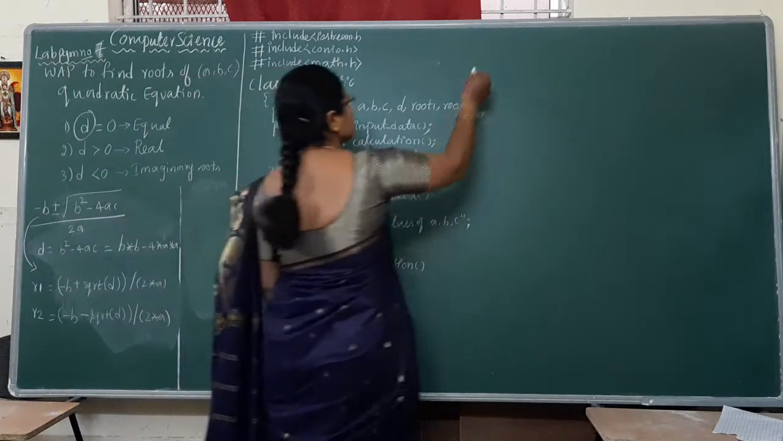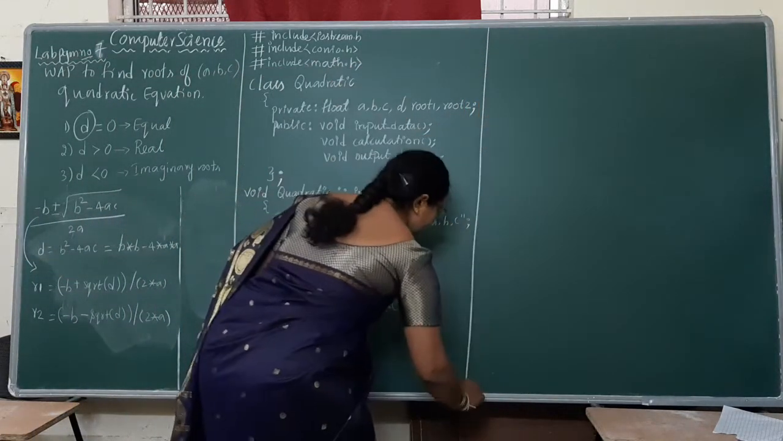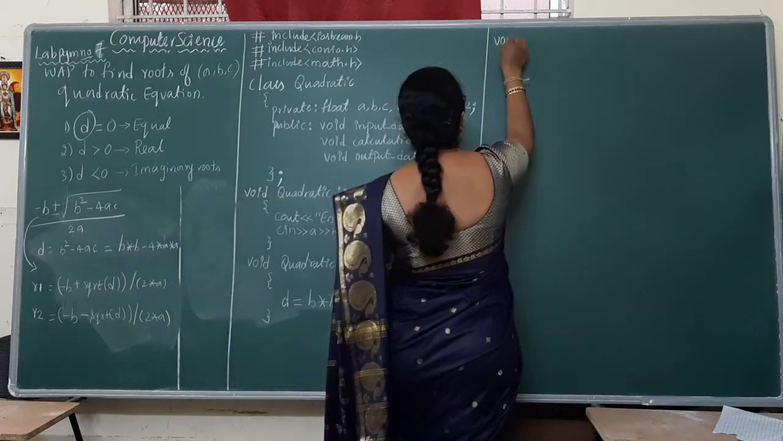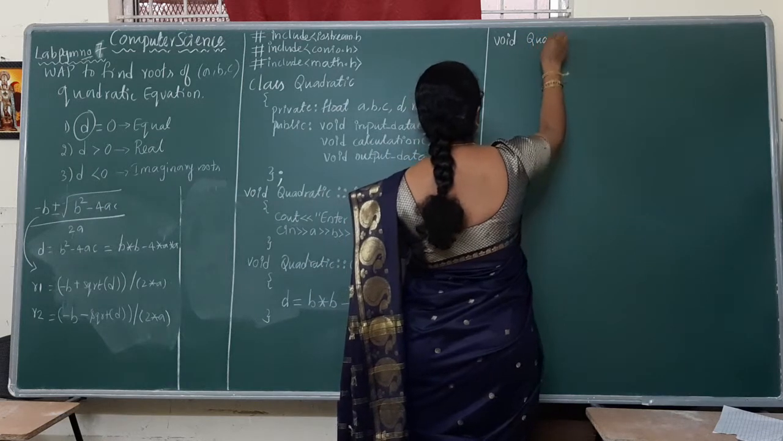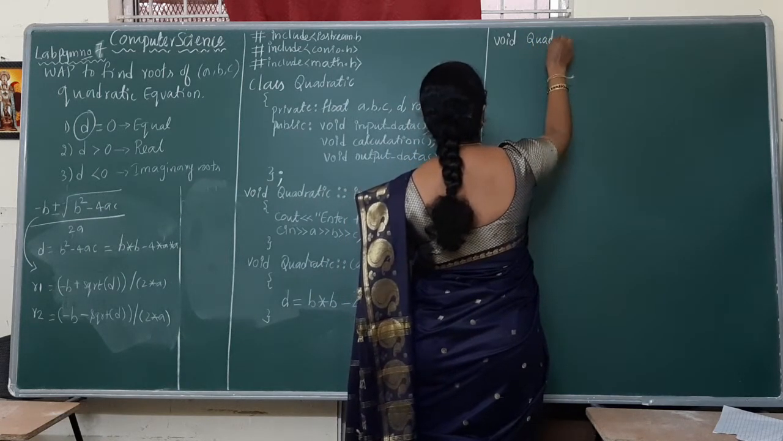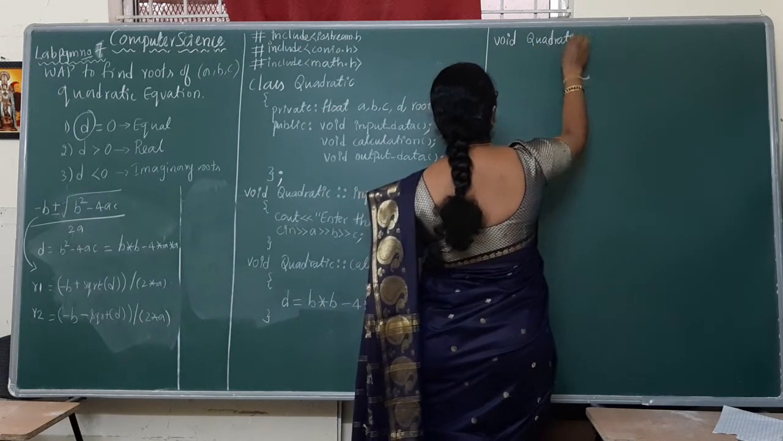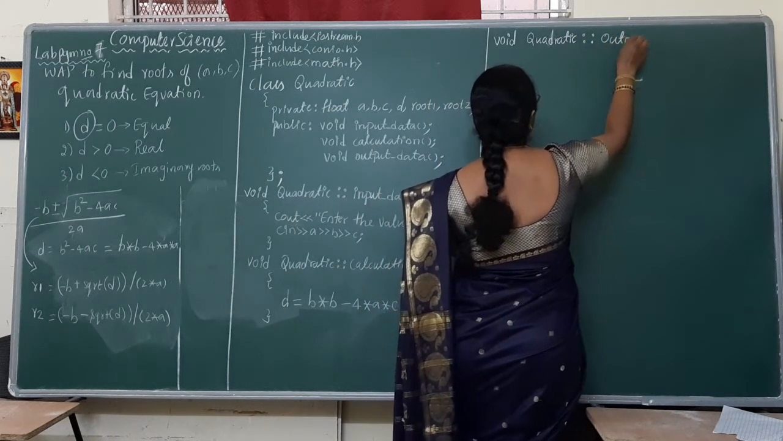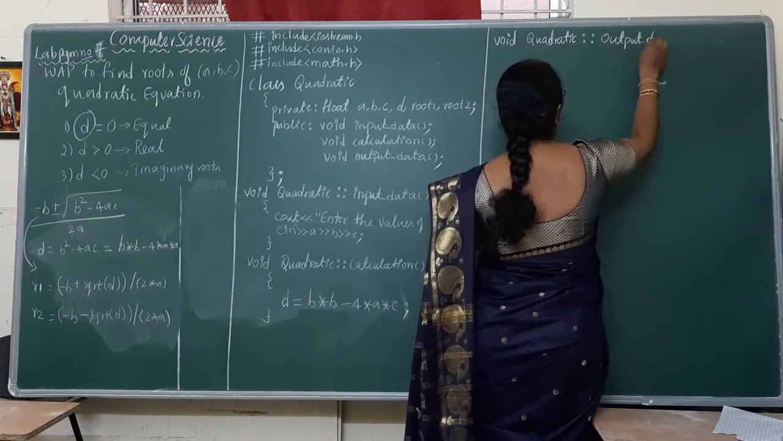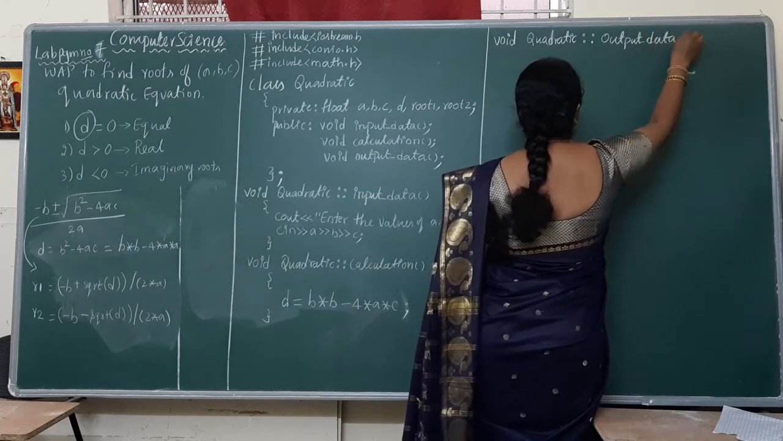Now the next function we are trying to define. What is the next function? Output function. Void is the return type. Quadratic is the class name. Scope resolution operator. Output data.